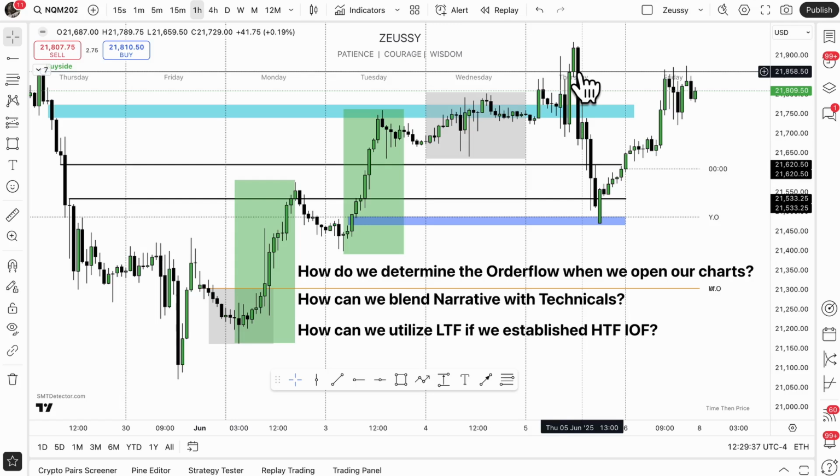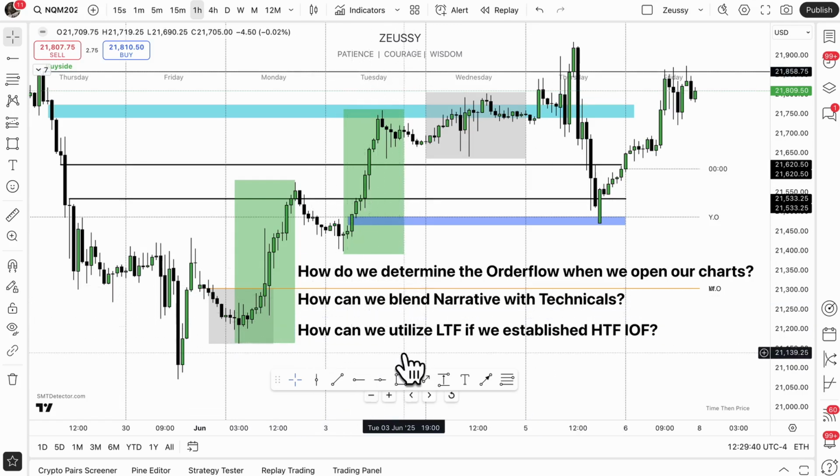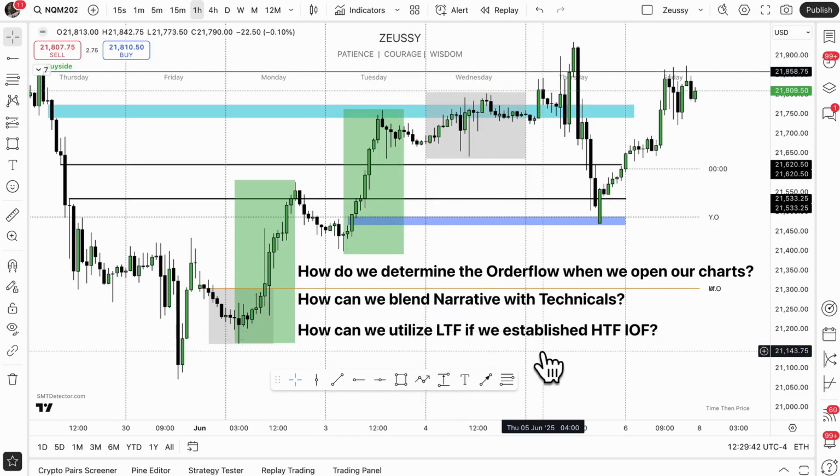Now, the third question is how can we utilize the lower time frames if we have established higher time frame IOF? When it comes to utilizing lower time frames, once we have established higher time frame IOF, the main takeaway which I want you to have is the following. When we have established that the higher time frame direction is, for example, bullish, we will continuously look for longs until our drawing liquidity on the higher time frame analysis has been met.